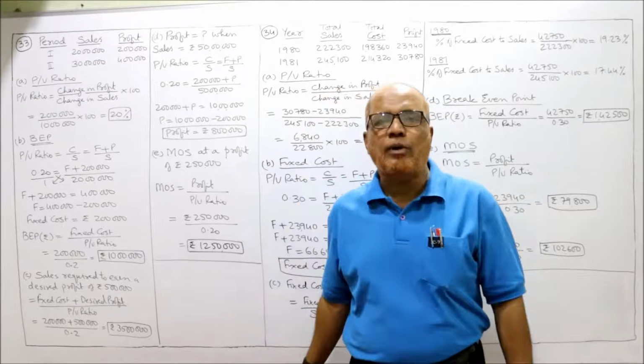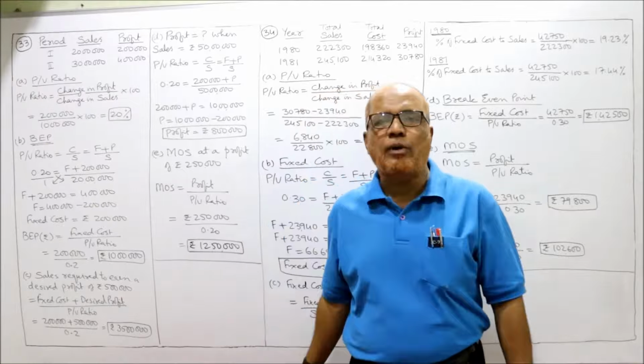Second question, BEP, break-even point. The formula for BEP is fixed cost by PV ratio. PV ratio already we have calculated, but fixed cost is not given in the problem. So first we need the fixed cost, then we calculate BEP. How to calculate fixed cost? We use a formula PV ratio. It's a multi-purpose formula. In many cases we apply this formula to find out a number of things. So here we apply PV ratio to calculate fixed cost.